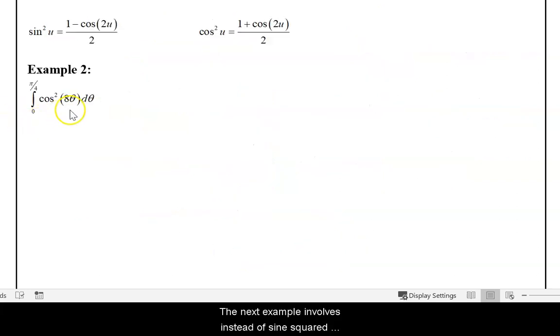The next example involves, instead of sine squared, cosine squared. It also has, instead of a simple argument to the trig function, 8 theta as an argument to the trig function. And it's a definite integral. We could choose method 1 or we could choose method 2. You may do whichever you prefer. Let's see how it goes, and then maybe we'll do it both ways, and then we can decide at the end which one was easier.